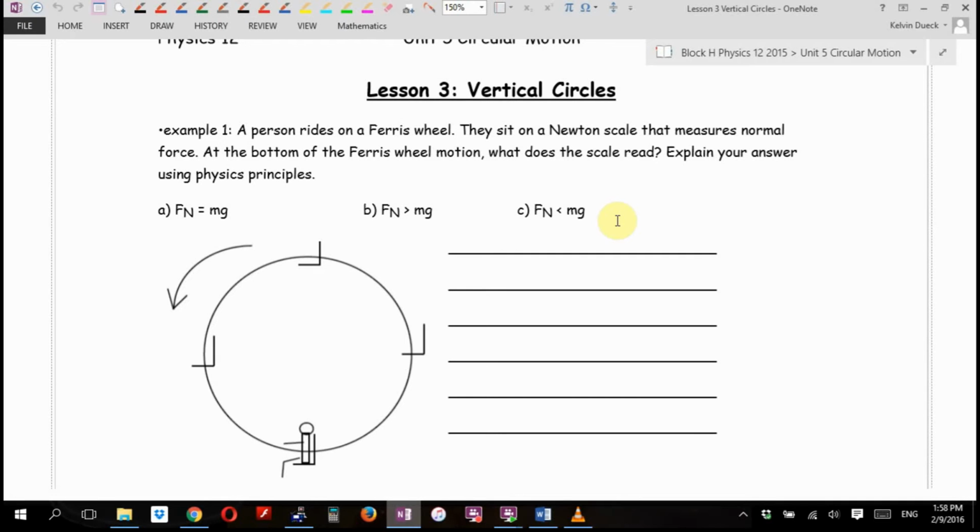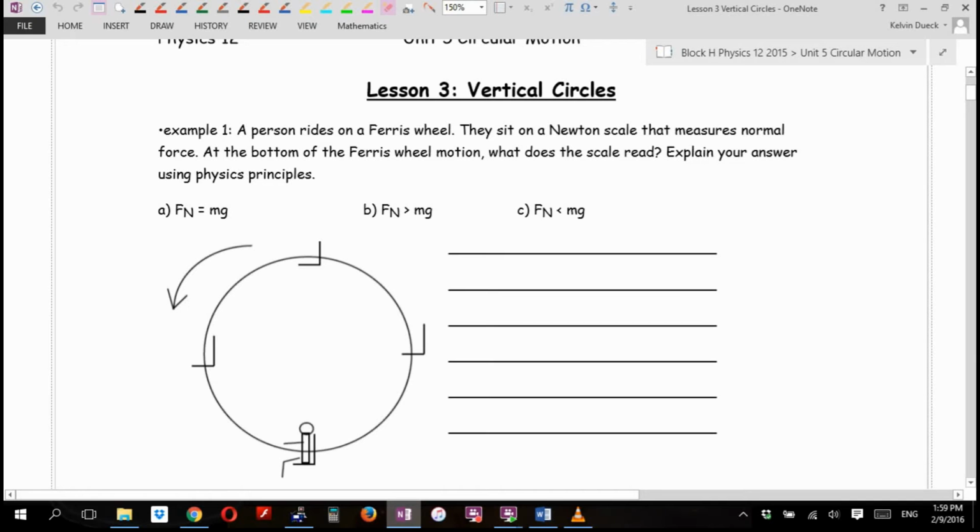They sit on a Newton scale that measures normal force, because that's what a scale measures, in newtons, not in kilograms. At the bottom of the Ferris wheel, what does the scale read? Does the scale read exactly mg, bigger than mg, or less than mg?